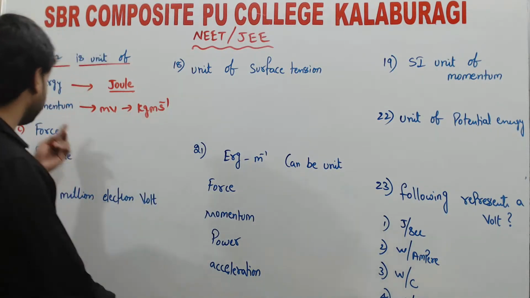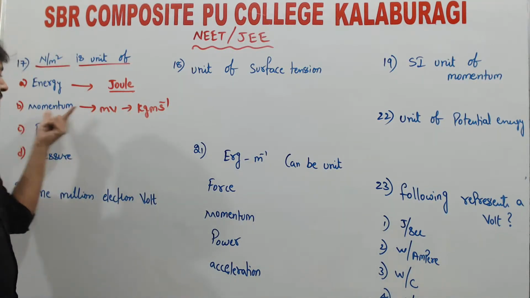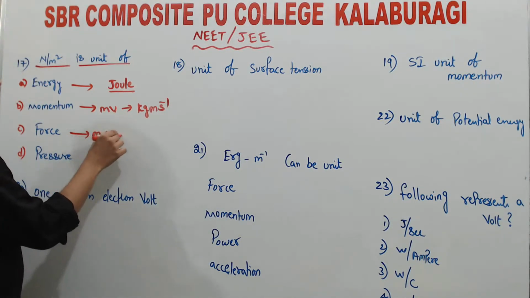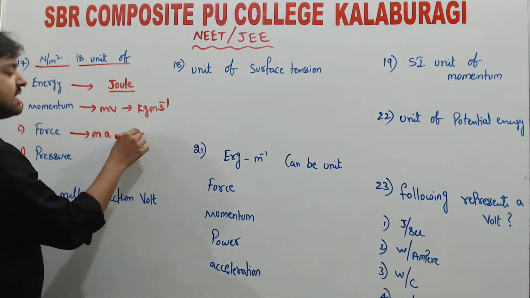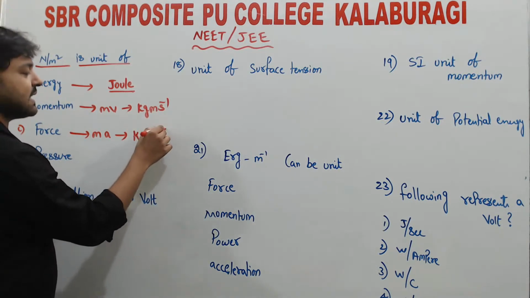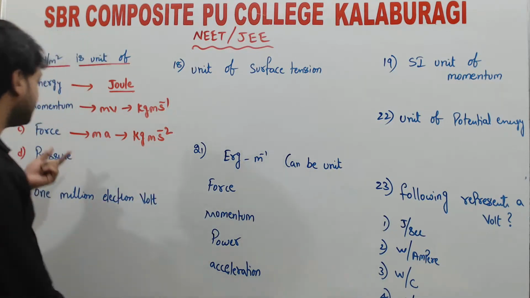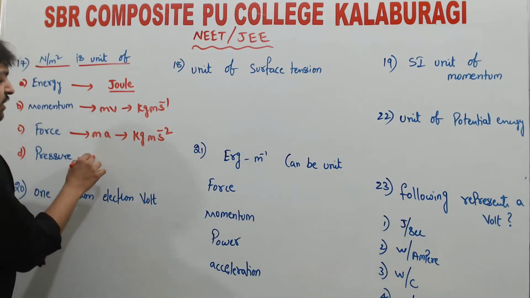So kg meter per second is the unit of what? Momentum. Next, what is the unit of force? Formula mass into acceleration. So kg meter per second square, right? So kg meter per second square is the unit of force. Now, what is the unit of pressure?